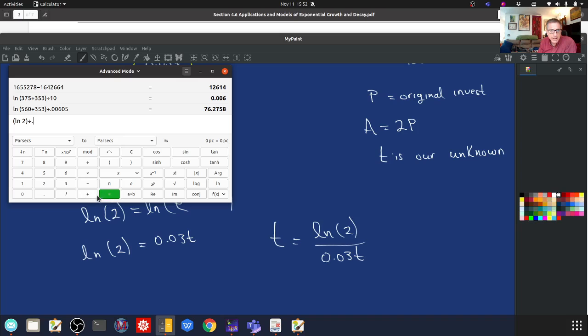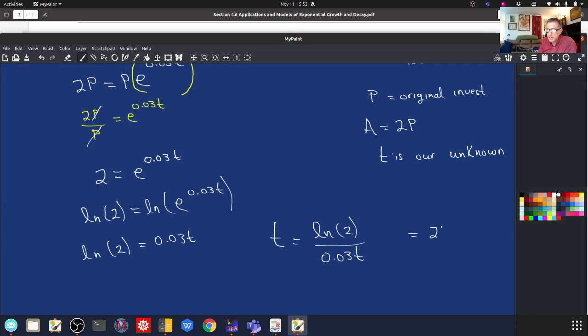Can I go back? I'm going to put my leading 0 there, just for your benefit. So it looks like what I have here. I'm going to hit equals. So yeah, that's 23.10 years. And I guessed anywhere between 10 and 20 years, and 23.10 is not too far off. So it would take 23 and 0.10 years.